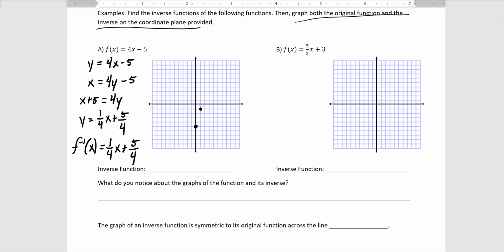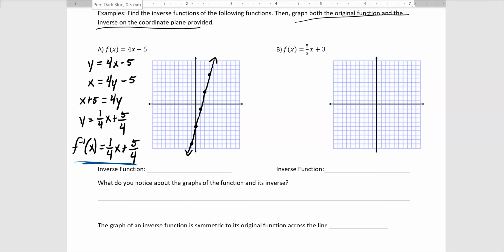I'd go up 4, right 1, up 4, right 1, up 4, right 1, down 4, left 1. Beautiful. And I can graph that. That would be my original function. Now let's also graph the inverse function, -1/4 x plus 5/4.